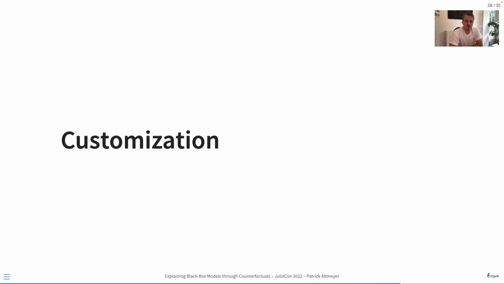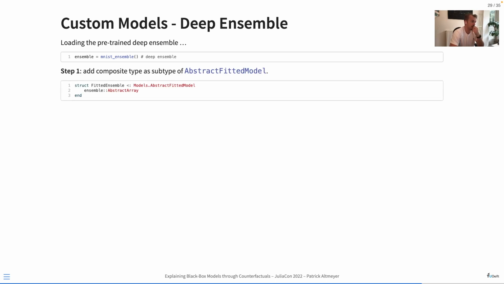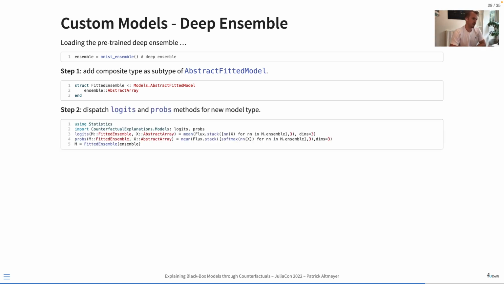So moving on to some of the interesting features of our package. Customization. It is very easy to extend this package. And here I'm giving the example, again in the MNIST setting, using this time a deep ensemble instead of an MLP. Again, this is pre-trained. All we need to do to make this Flux model compatible with our package is to declare a subtype of the abstract fitted model, feed it the actual model object, and then implement these two method extensions for the logits and the predicted probabilities of our model.